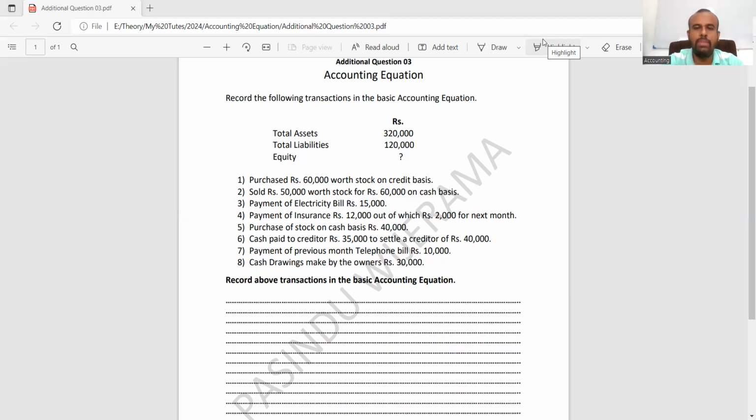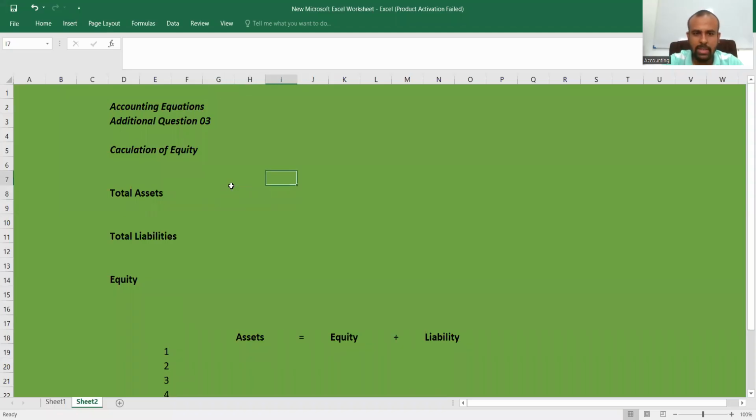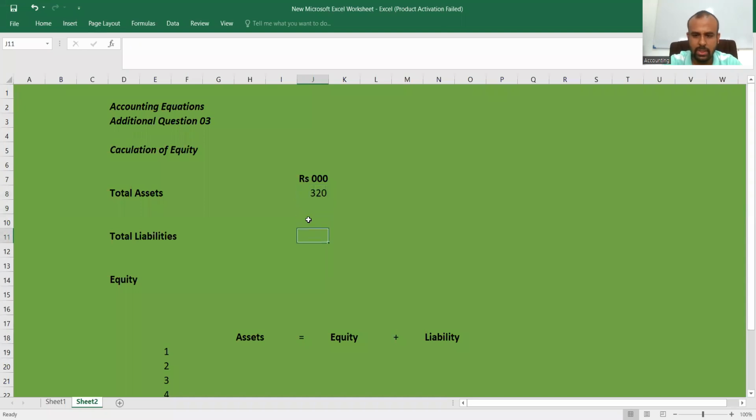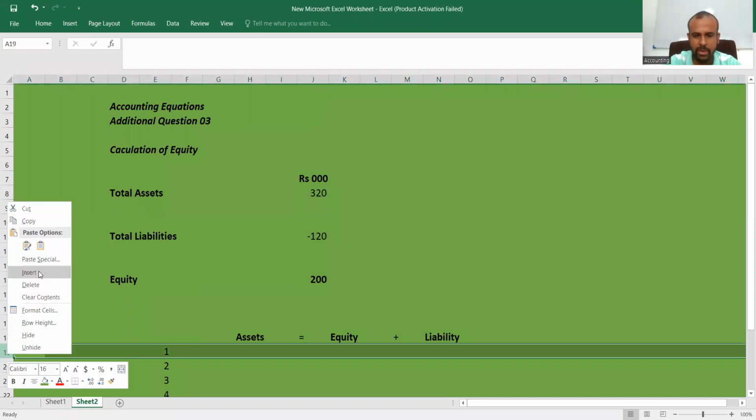In this question, they have not given the equity balance at the beginning, but they have given the assets and the liabilities. So how do we calculate the equity balance? From the total assets, you subtract the total liabilities. What are the total assets of the business? 320,000. Liabilities 120,000. So the equity balance is 320 minus 120. So the equity balance is how much? 200,000. Equity balance rupees 200,000.